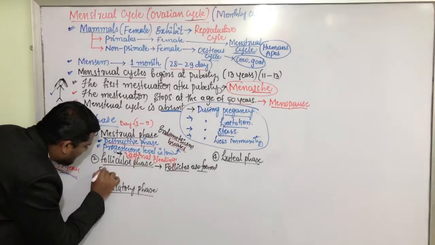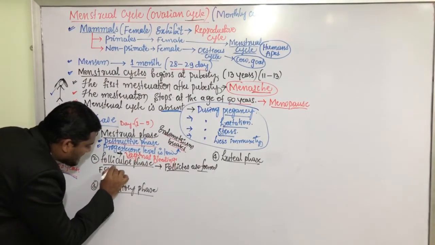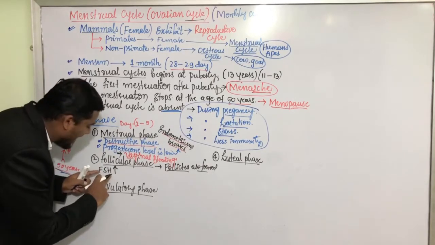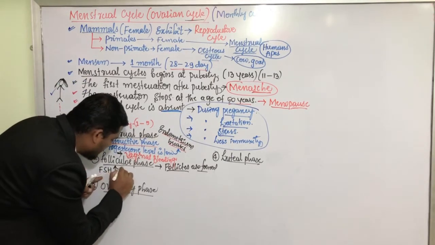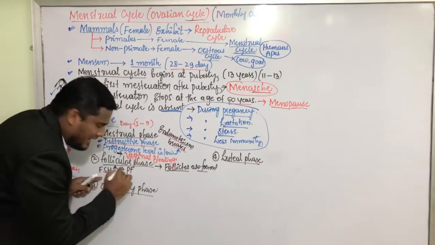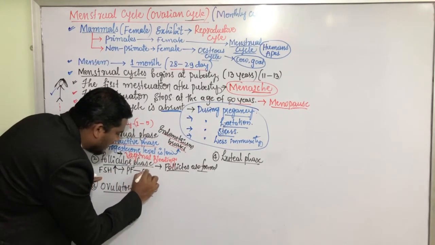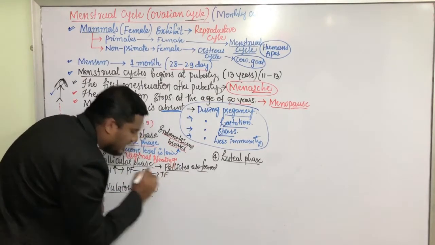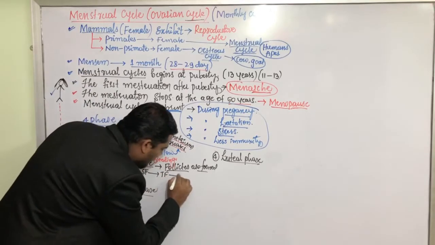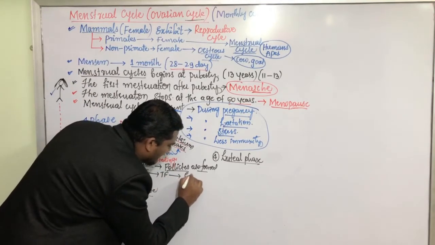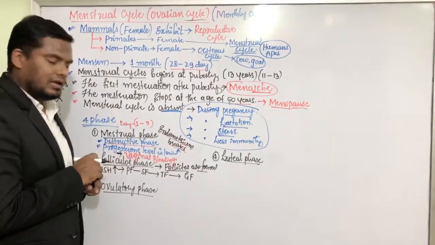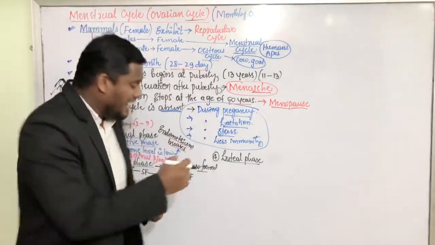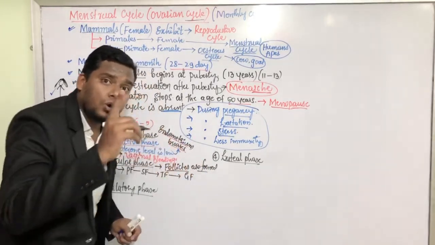Here FSH level is high at this phase. As a result of the high level of FSH, the primary follicle is getting developed into a secondary follicle. The secondary follicle is getting developed into a tertiary follicle, and ultimately the tertiary follicle develops into a Graafian follicle. This Graafian follicle is also called the mature follicle, in which we have the ovum.